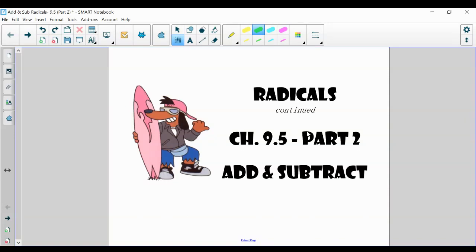So in this video, we are going to talk about adding and subtracting radicals. In the last video, you learned about how to simplify radicals. So if you haven't watched that one yet, go back and do that now. But if you have, then here we go with adding and subtracting.